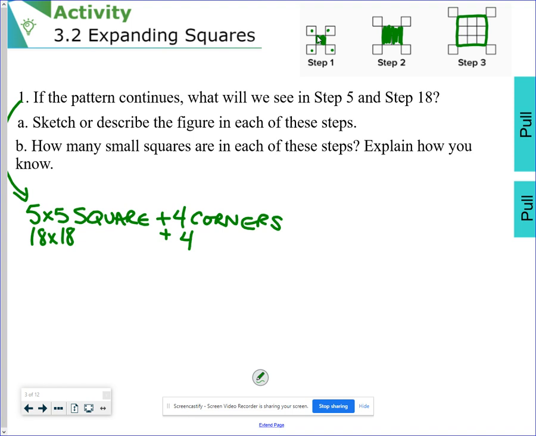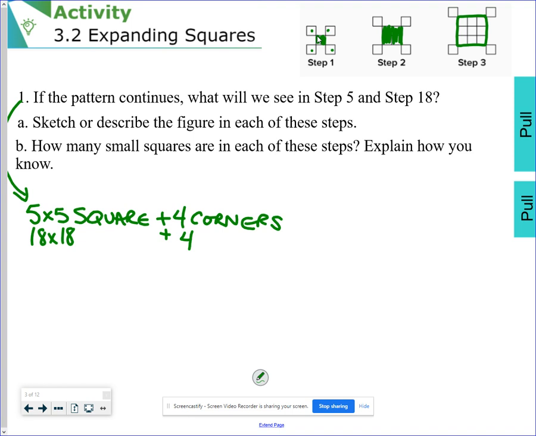How many small squares are in each of the steps? And let's figure out how we know that. So we know that that middle part is the step number, whatever step I'm on, squared, because it's making an actual square there, plus the extra 4. Now it's always adding 4. That's a constant that's getting added on every single one of those.